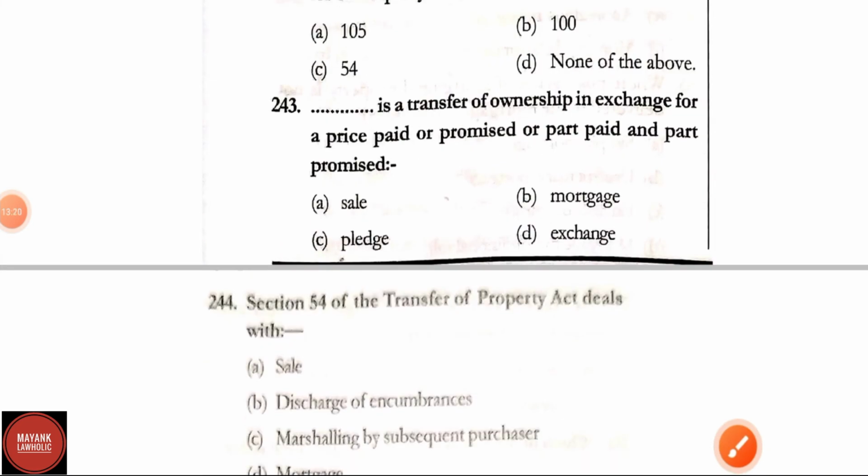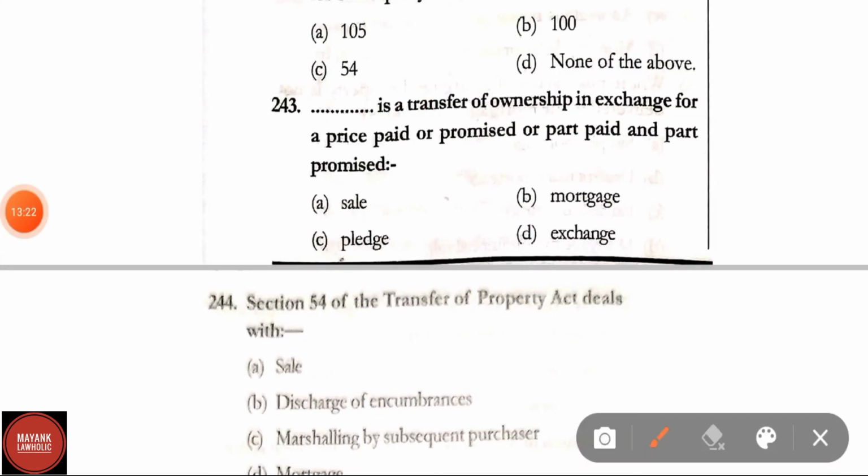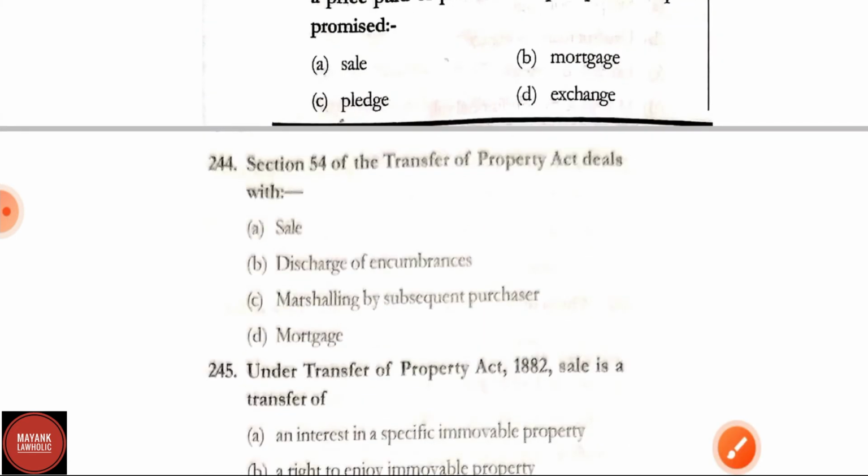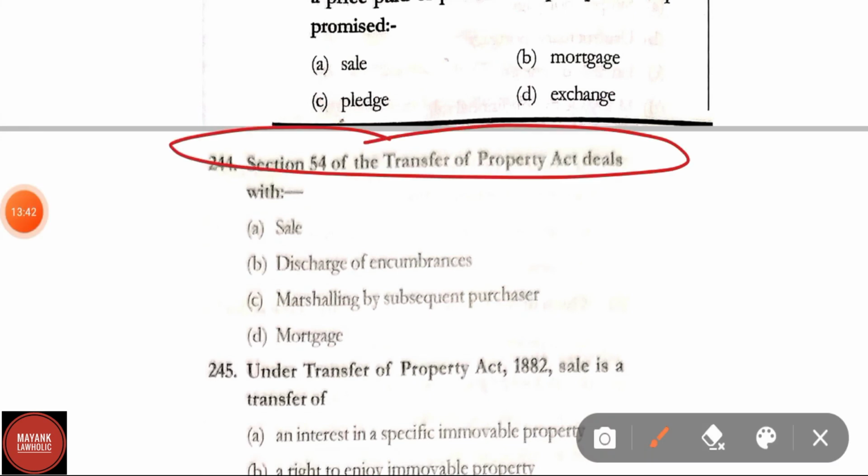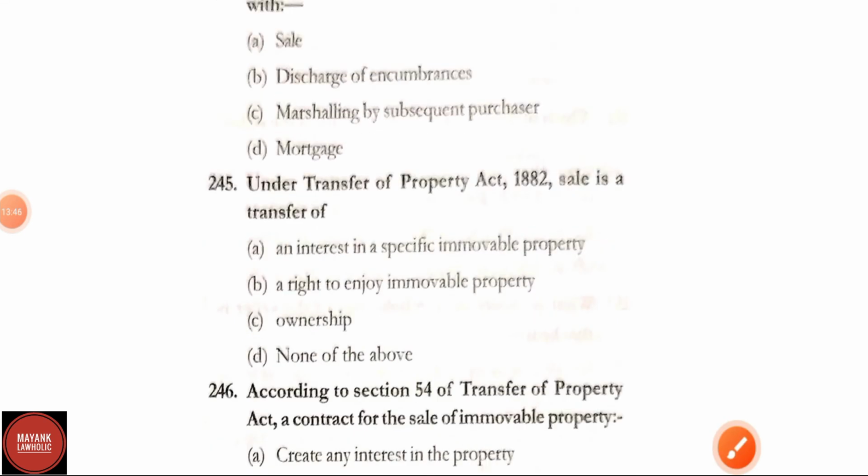Question number 243. Dash is a transfer of ownership in exchange for a price paid or promised or part paid and part promised. Correct answer is option A, that is sale. Sale is a transfer of ownership in exchange for a price paid or promised or part paid and part promised. Question number 244. Section 54 of TPA deals with. Correct answer is option A, that is sale.